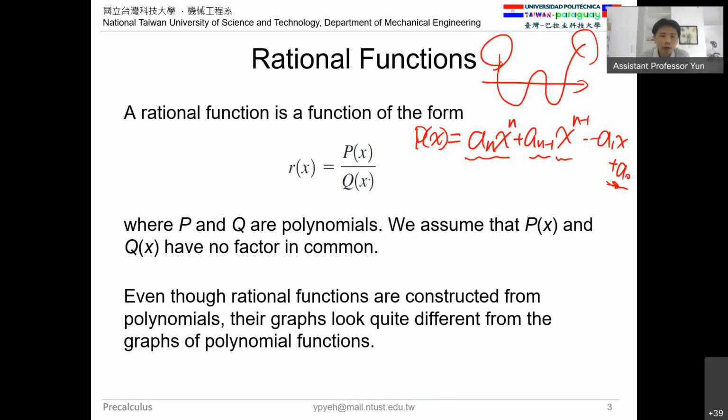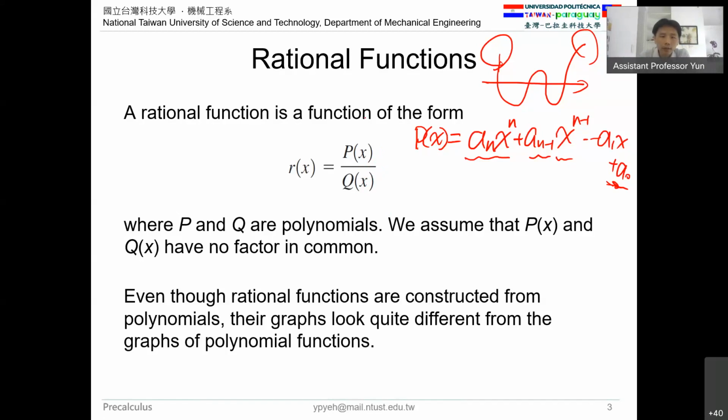And if you still remember some of the rational numbers, they will have certain numbers in the numerator and some numbers in the denominator. In some cases, some of the factors or numbers could be factored out, and then you can cancel the common factors in both the numerator and the denominator. This is the same for polynomial functions.